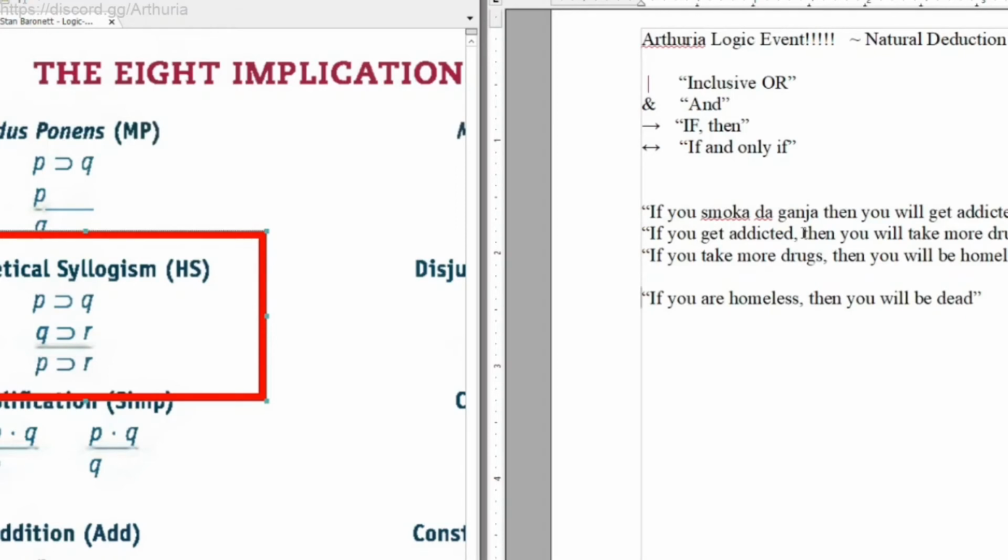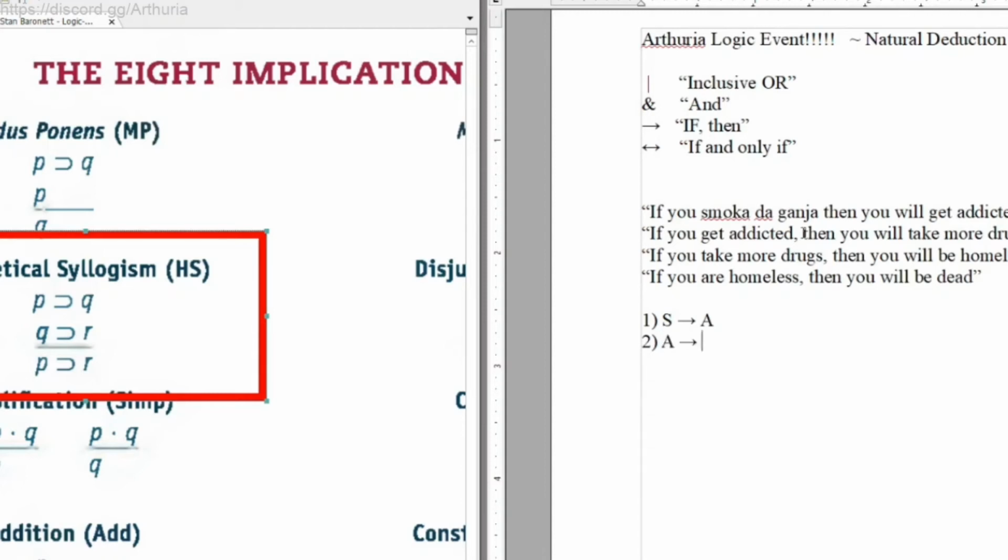So let's formalize this thought into logic. Premise 1 would be if you smoke, then you get addicted. Premise 2 will be if you're addicted, then you're going to take more drugs. Let's do T. Premise 3, if T, then you'll be homeless, which is H. And then if H, then you're dead, which is never fun. Prove to me that if you smoke, then you're going to be dead.